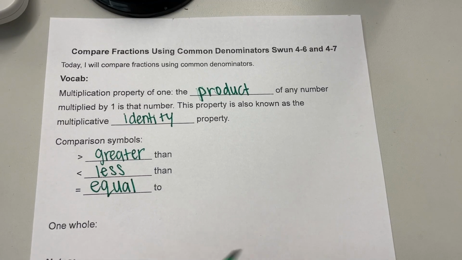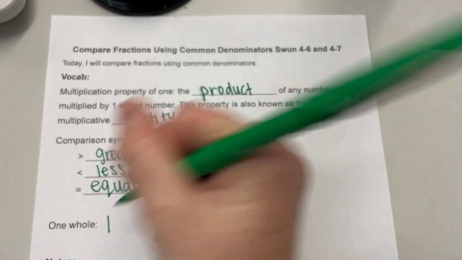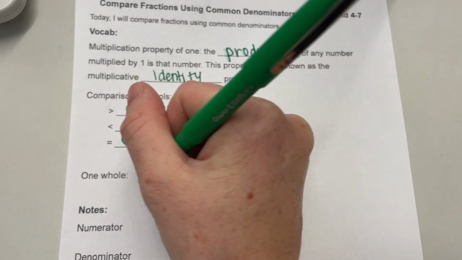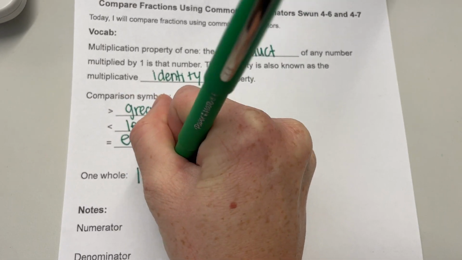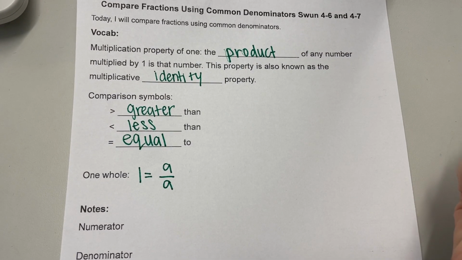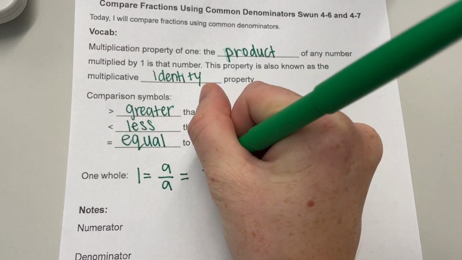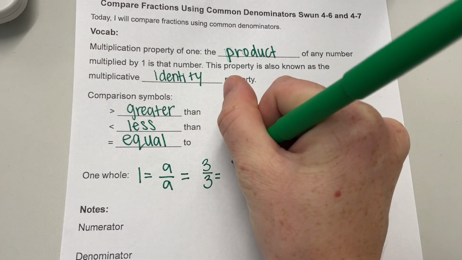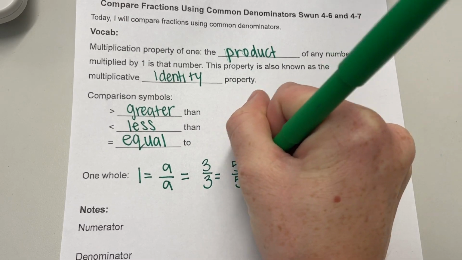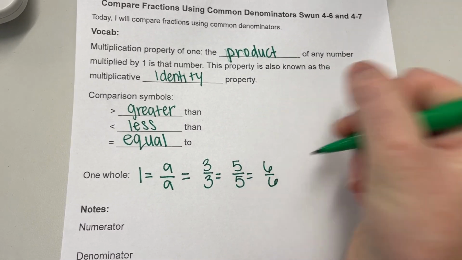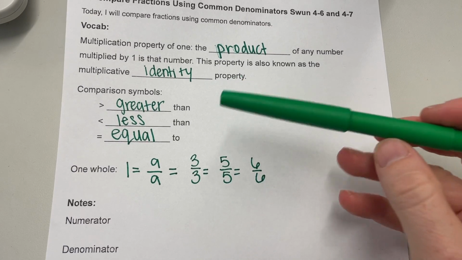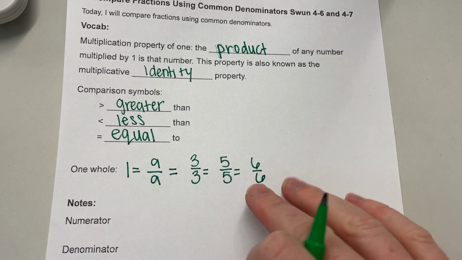1 whole looks like 1, or it can equal any number on top of that same number. And I represented that with A's. Or it could be 3 over 3, 5 over 5, 6 over 6. Any number as long as the numerator and denominator are the same.